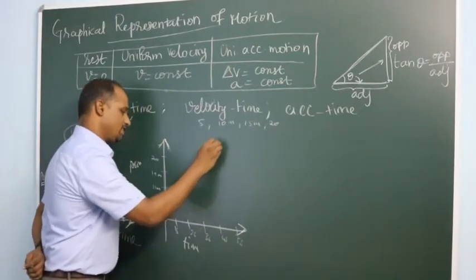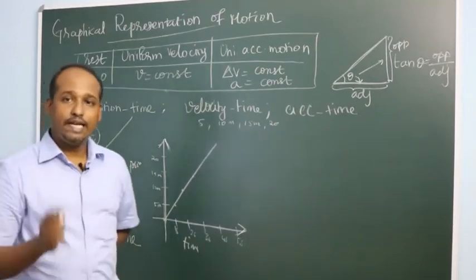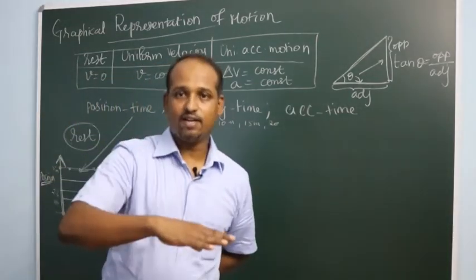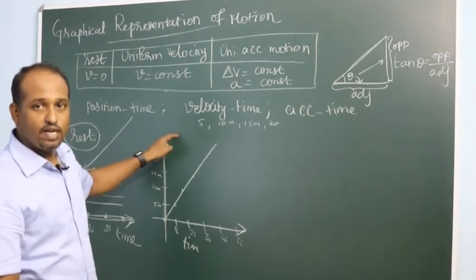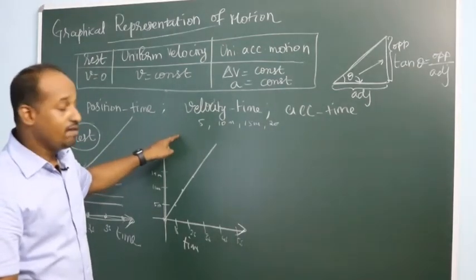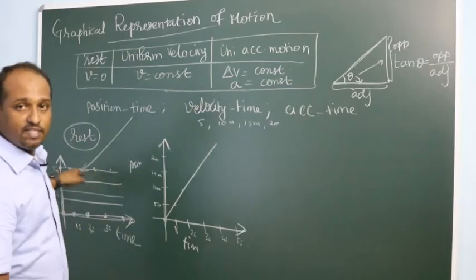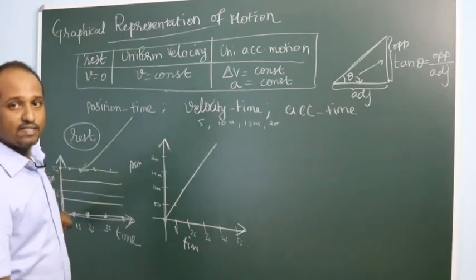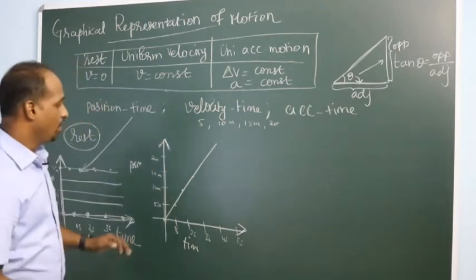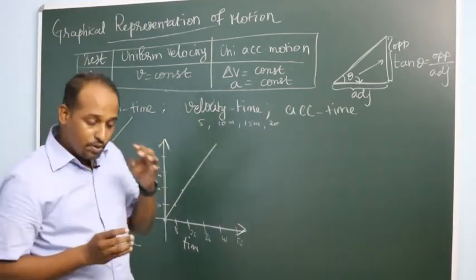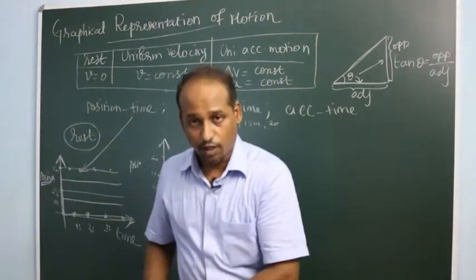Then it's like this. So any graph which is a straight line may be representing rest or may be representing uniform velocity in position-time graph. But this straight line is parallel to time axis. This straight line is an inclined straight line. Okay, and now what you do, you put the toy down.